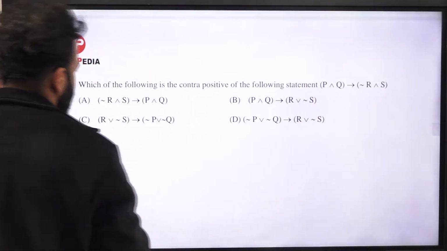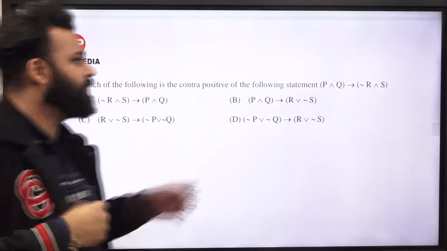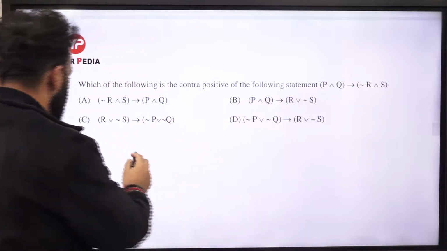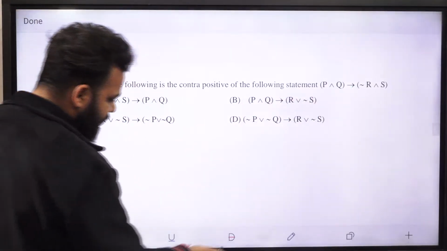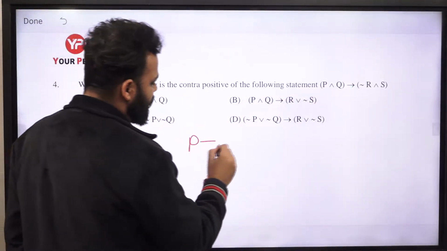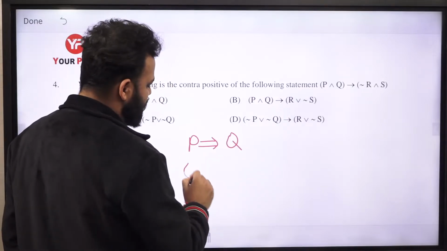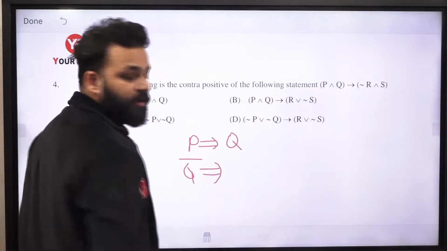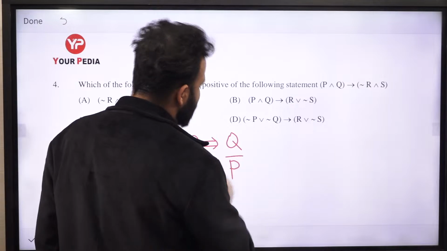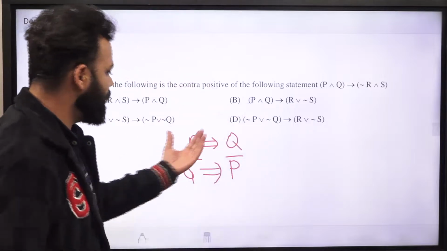Okay, so the next is which of the following is the contrapositive of this statement given to you? So the contrapositive we can find very easily. If P implies Q, then the contrapositive says that Q negation implies P negation. Let's say Q and P are different here. So this is the contrapositive.